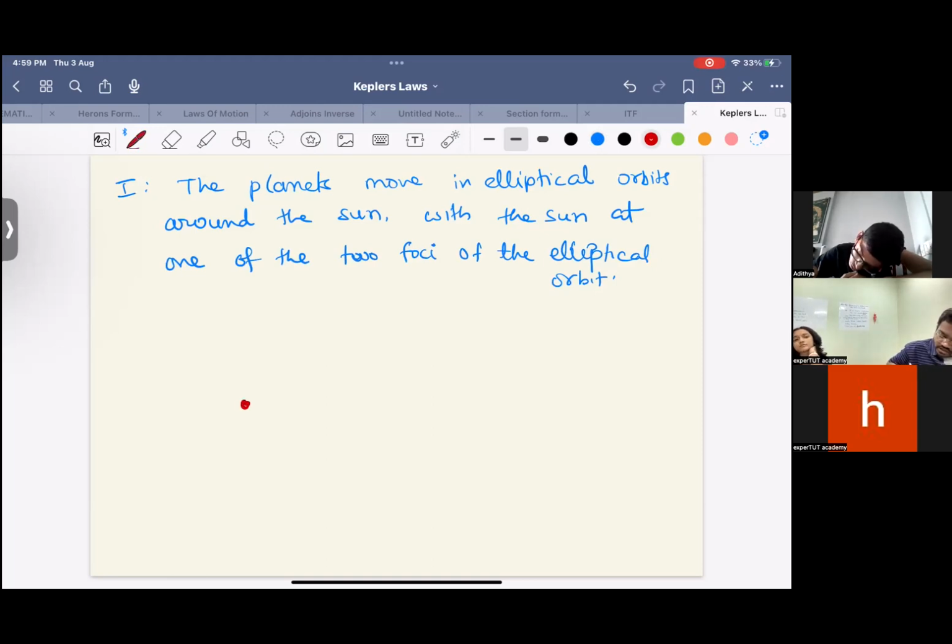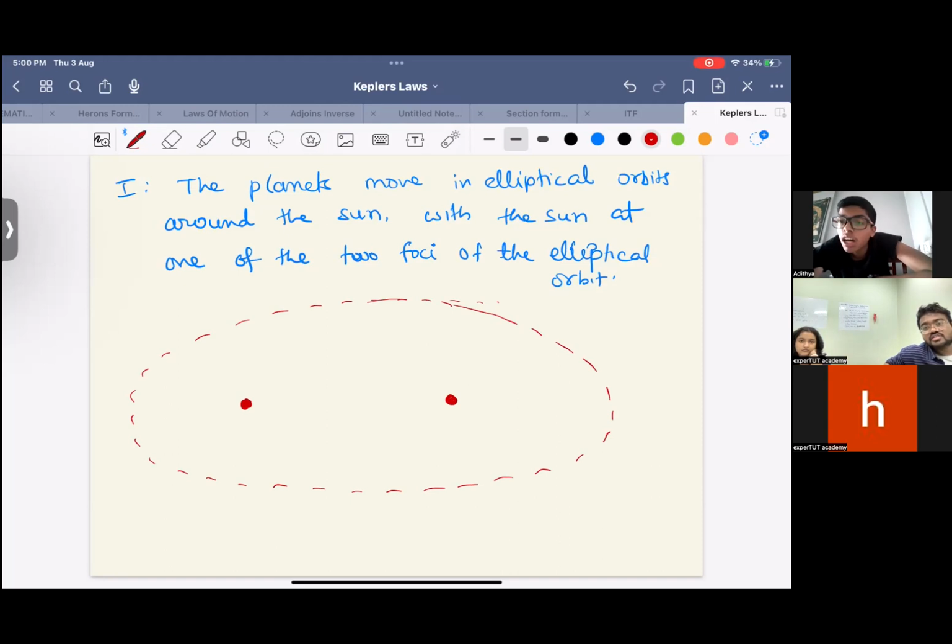Another thing is this: if you draw an ellipse, read what it says. The sun is at one of the two focuses. Sun is at one of the two focuses.